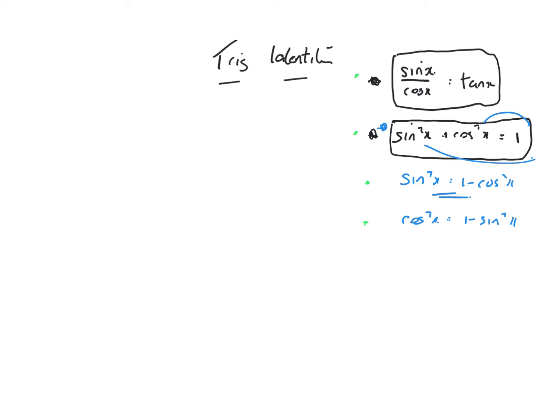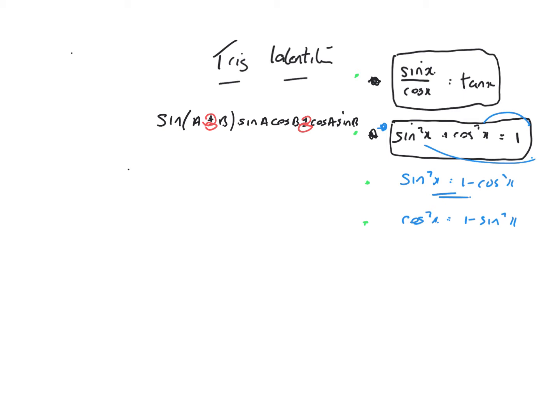Okay. Now, what we're also going to bring into the mix is the addition formulas for sin and cos. So remember that it's sin A plus or minus B is sin A cos B plus or minus cos A sin B. Okay, so that's two formulas in one. So when it's plus, it's plus, but when it's minus, it's minus.